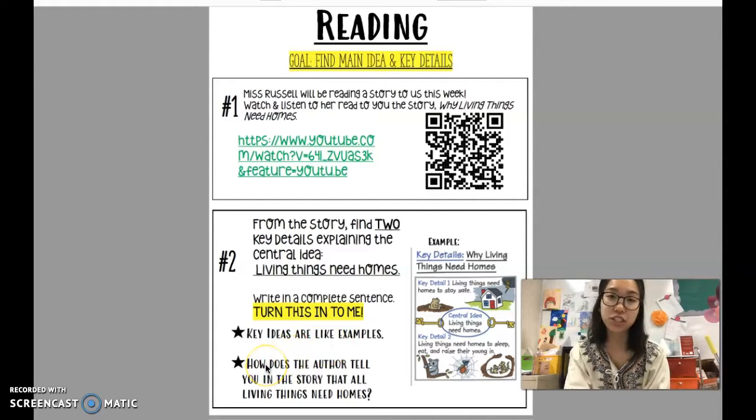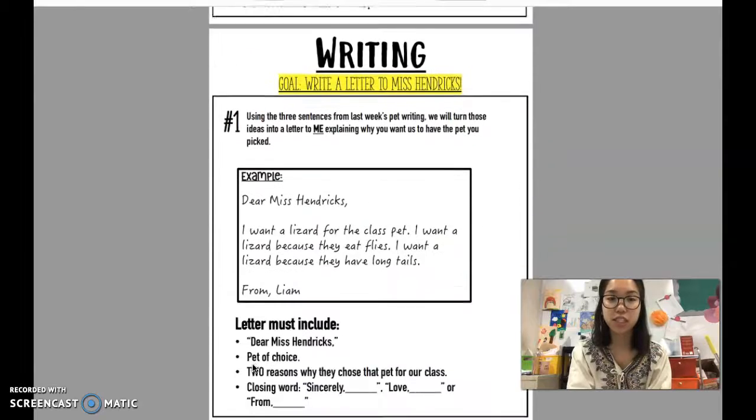Something important to ask your child is, how does the author tell you in the story that all living things need homes? Again, those are just examples. So all for reading this week is 2 sentences.